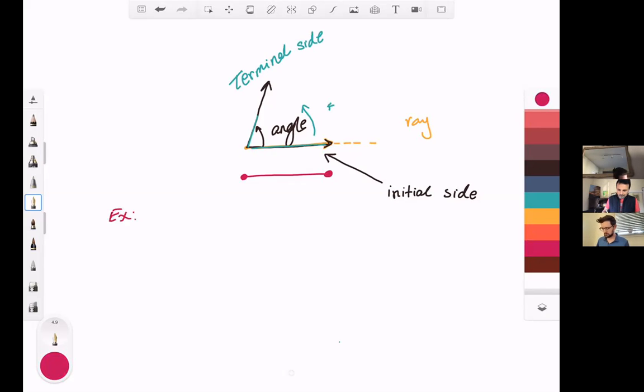Another example: the initial side always is like this, one horizontal line. Now I create beta. So this is the initial, and this is the terminal side. They create beta. This beta will be negative. Beta will be less than 0.